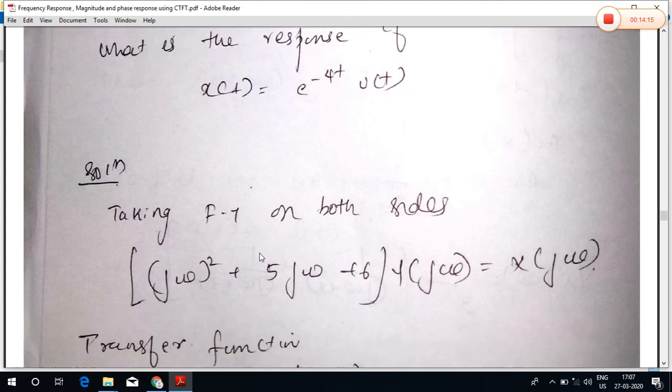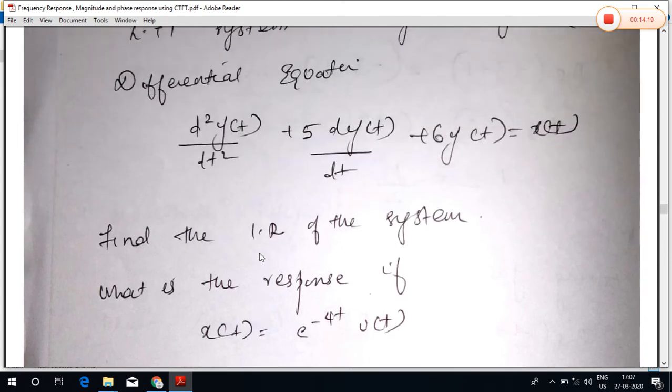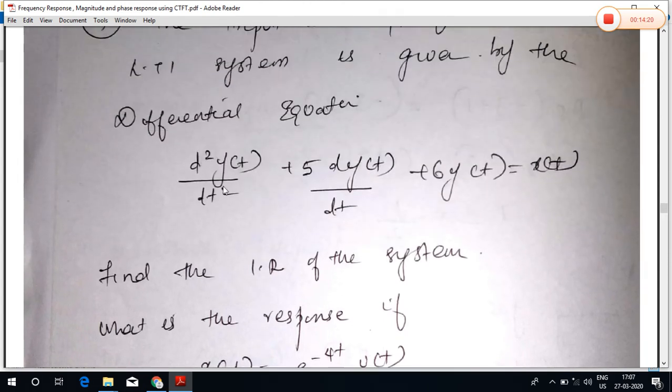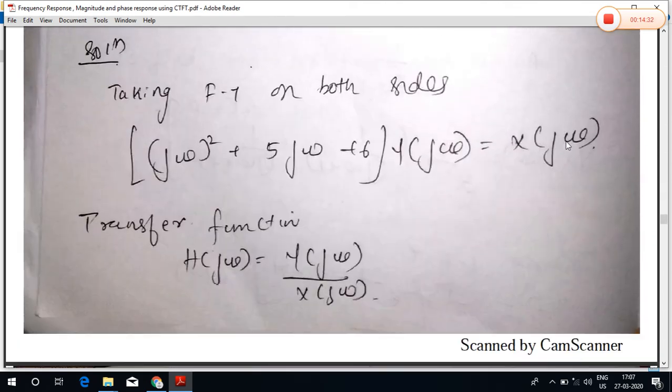That is, we will take Fourier transform on both the sides of the differential equation. Here it is d square y of t by dt square. So this is j omega square Y of j omega. This is 5 into j omega into Y of j omega. This is just 6 into Y of j omega is equal to X of j omega. Taking CTFT, you will get it in that form. So that is being written here, j omega square plus 5 into j omega plus 6. You take the Y of j omega outside, is equal to X of j omega.